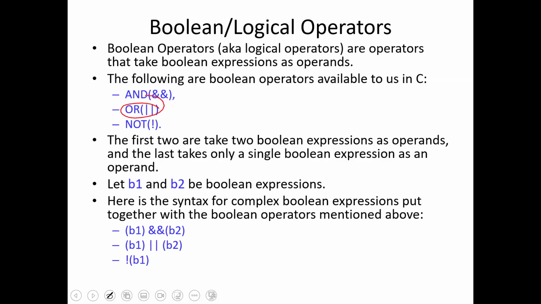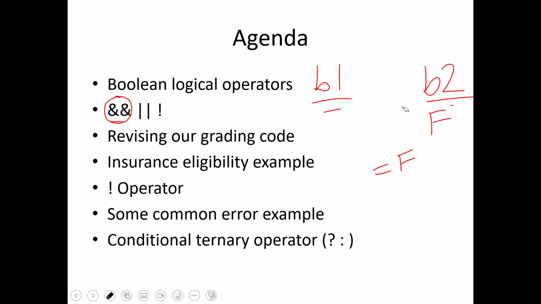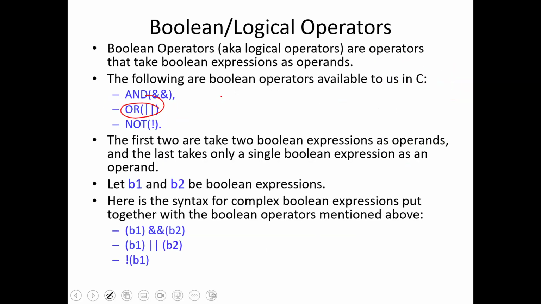Similarly, we have the OR operator. OR is the pipe operator, so use two pipe symbols like this. There's a symbol like this on the keyboard. Remember to use two of them, not one. Next one is the NOT operator. This is called NOT. NOT is a unary operator. We'll see that.